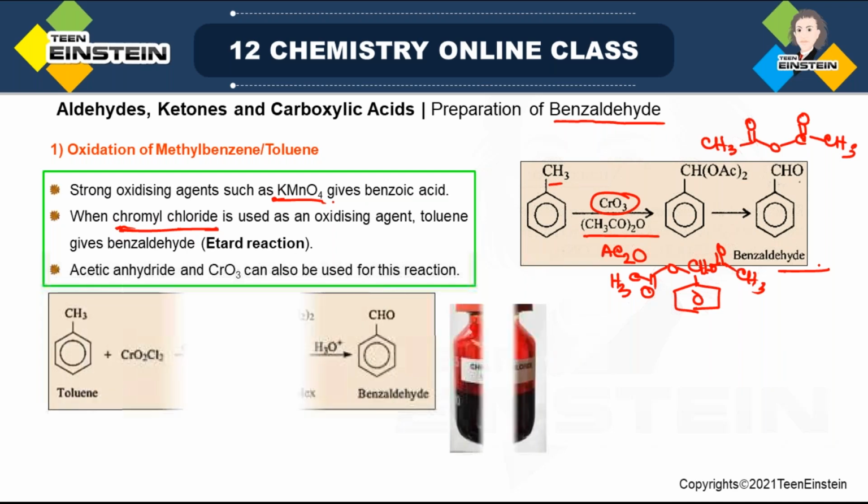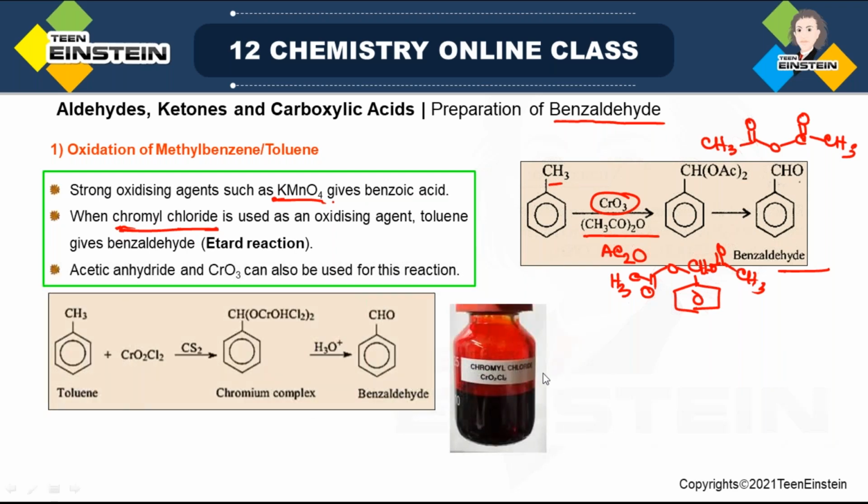But we will also see what chromyl chloride is. So chromyl chloride is this type of reagent. This is how it looks, and the reagent is CrO2Cl2. So now we are treating toluene with CrO2Cl2 in the presence of carbon disulfide as solvent, and first there is formation of this type of complex, which is a chromium complex. So if I am writing this complex, its structure is O, Cr(OH)Cl2, that is coming twice, and on the other side also the same structure.